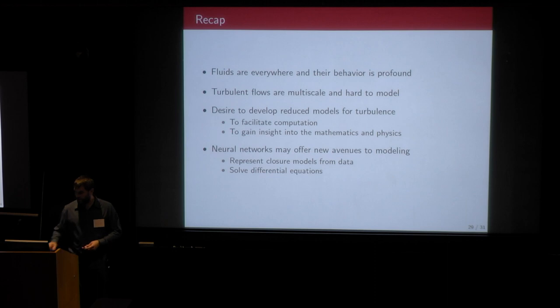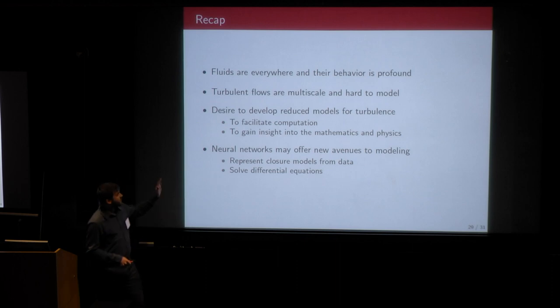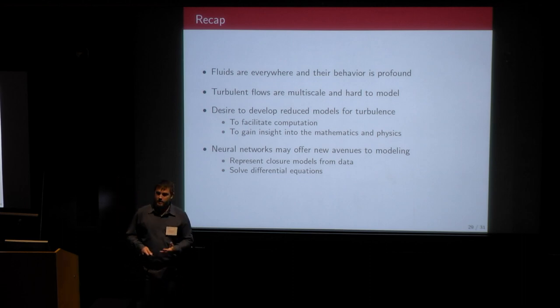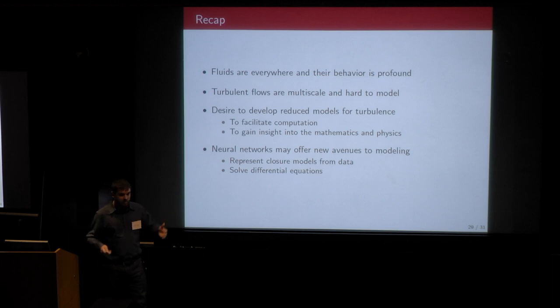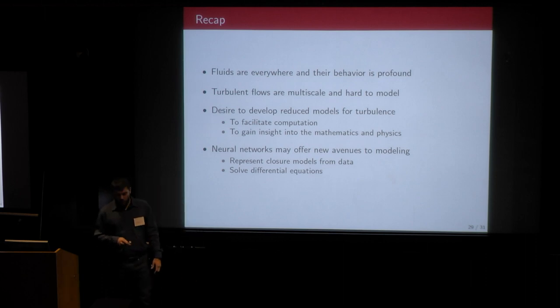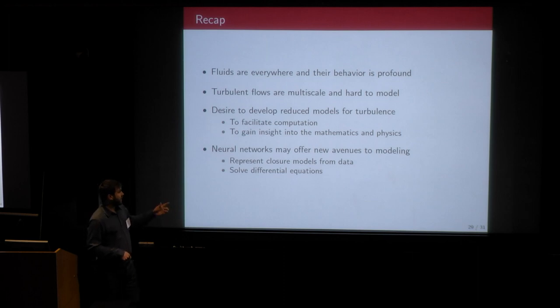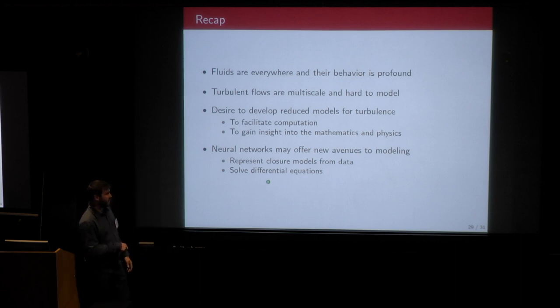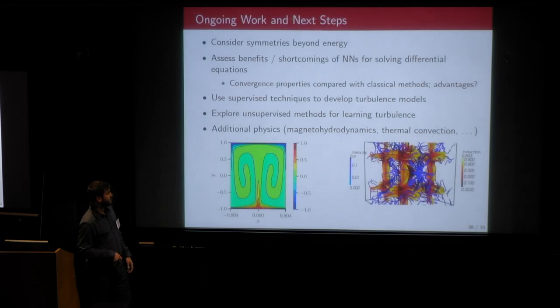So let me just do a recap here. Fluids are everywhere. Their behavior is profound. I think we all agree with that. Turbulent flows are multi-scale and hard to model. They're basically what motivated pretty much all this work, just to see what kind of new perspectives we can obtain from some of these different approaches, not necessarily into the nature of turbulence, but just working with turbulent systems. Neural networks might offer new avenues to modeling. One thing I mentioned is representing closure models from data. That seems to be one of the big successes or really interesting areas. And of course, also solving differential equations. They've been pretty good at that so far.